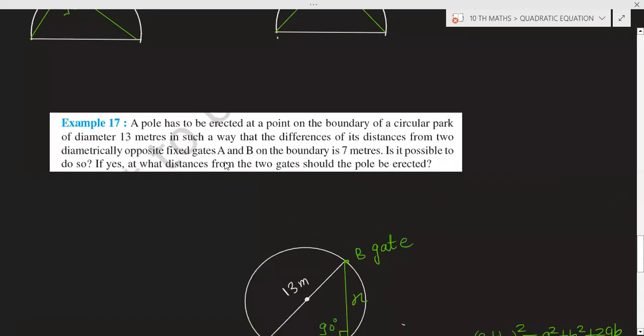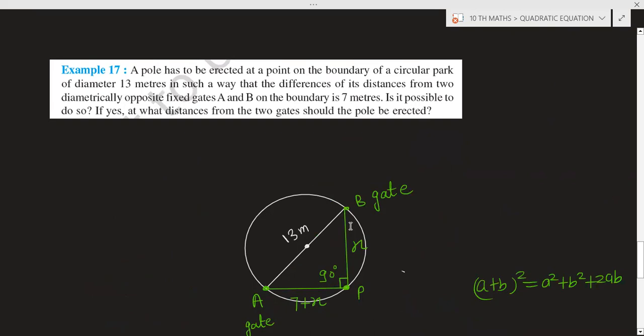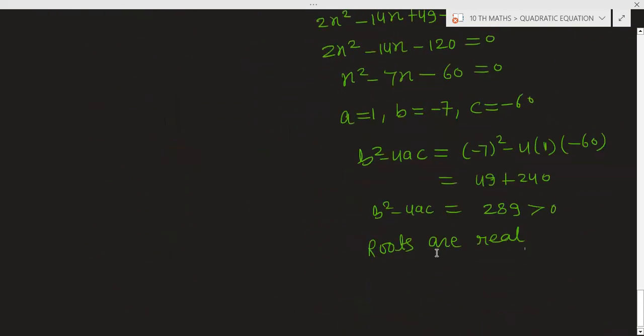If yes, at what distances from the two gates should the pole be erected? Means they are asking what is the distance between the pole and the gate. Okay, both the gates and the pole. So we have to find the value of x, and for that we have to solve this equation.